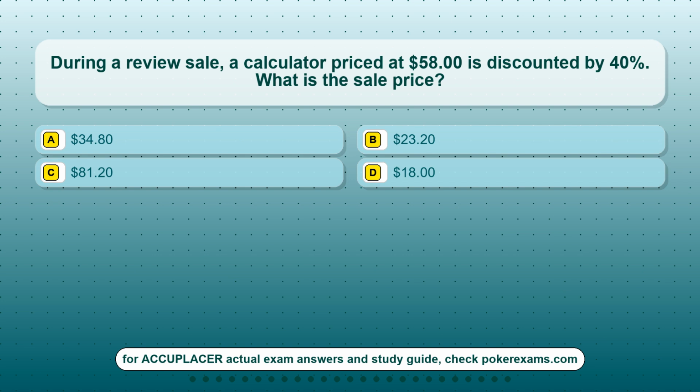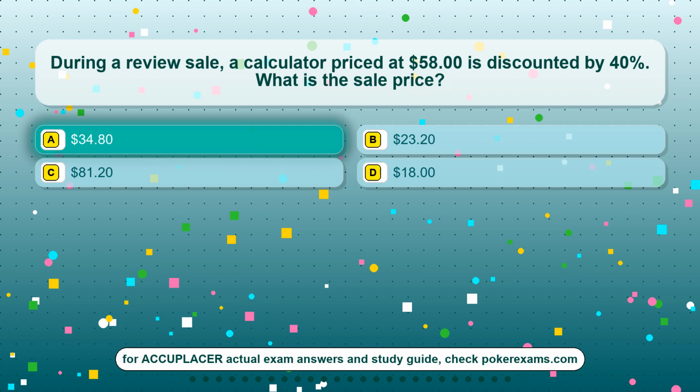Question 17. During a review sale, a calculator priced at $58 is discounted by 40%. What is the sale price? Option A, $34.80. Option B, $23.20. Option C, $81.20. Option D, $18.